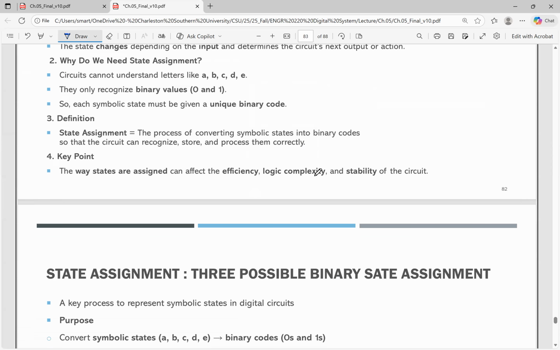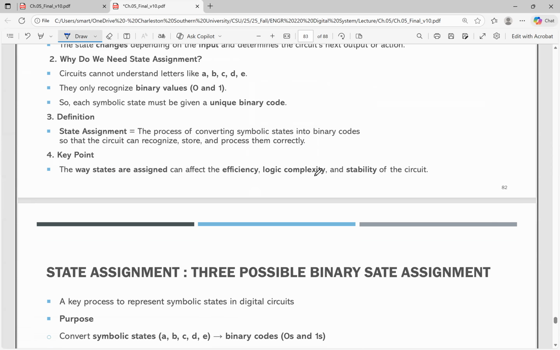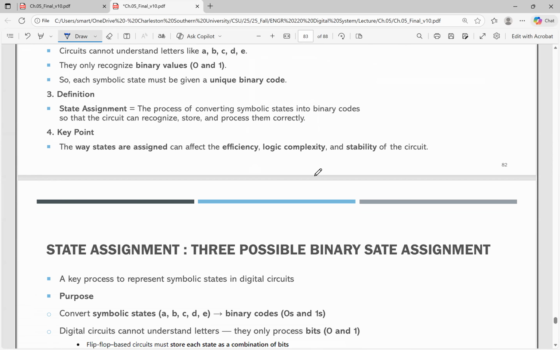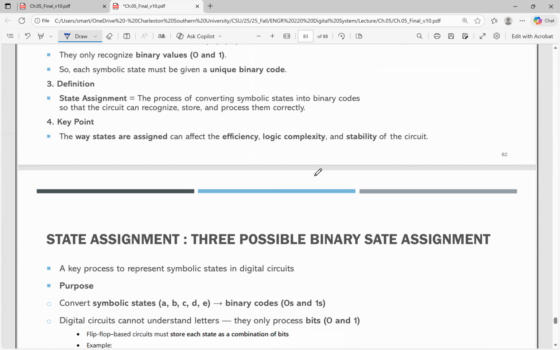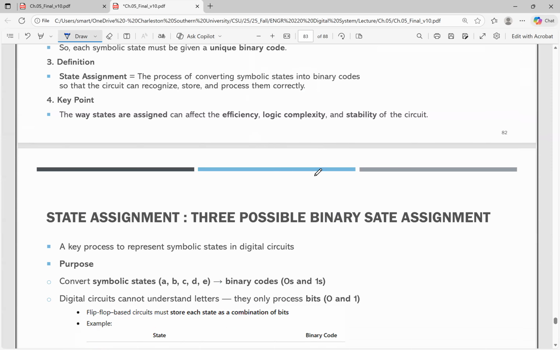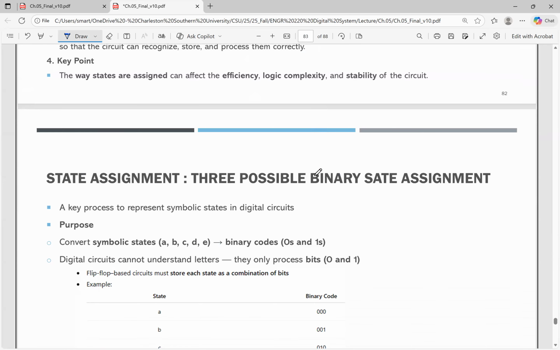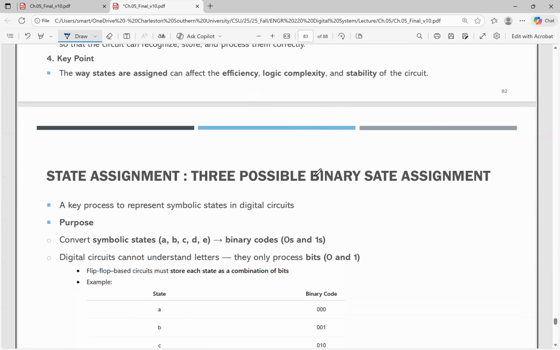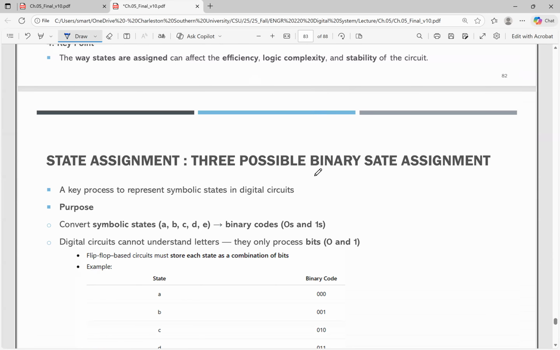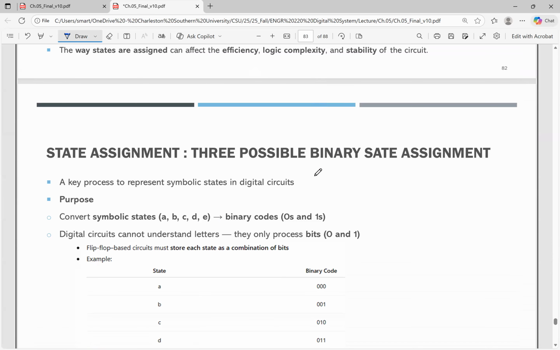Why do you need a state assignment? Because the circuit cannot read and understand the letters A, B, C in the digital system. It only recognizes binary values. So state assignment is the process of converting the symbolic state into binary code so that the circuit can recognize, store, and process them correctly. Okay. So key point, the way state assignment is done can affect the complexity and stability of the circuit.